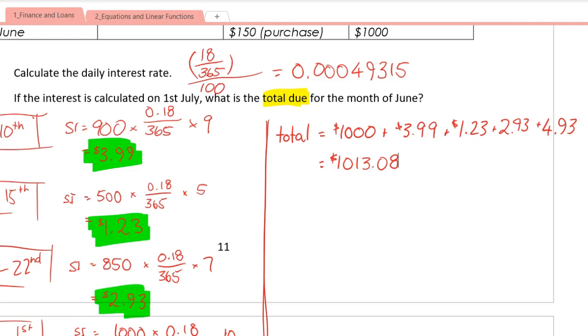Some things to remember: be careful of the interest rate, read the question very carefully, checking those terms and conditions, how the number of days are counted, what any interest-free period there might be, whether it's simple interest or compound interest, and whether you're asked to calculate the interest or the total amount owing.